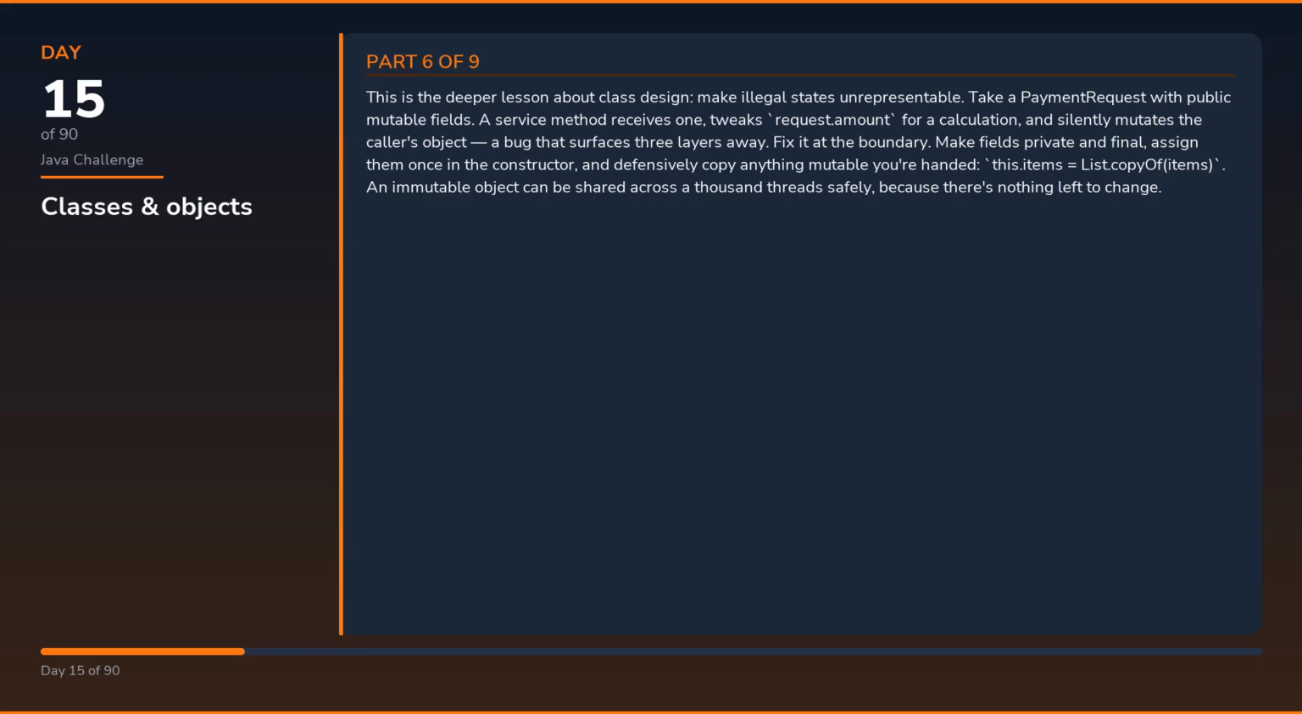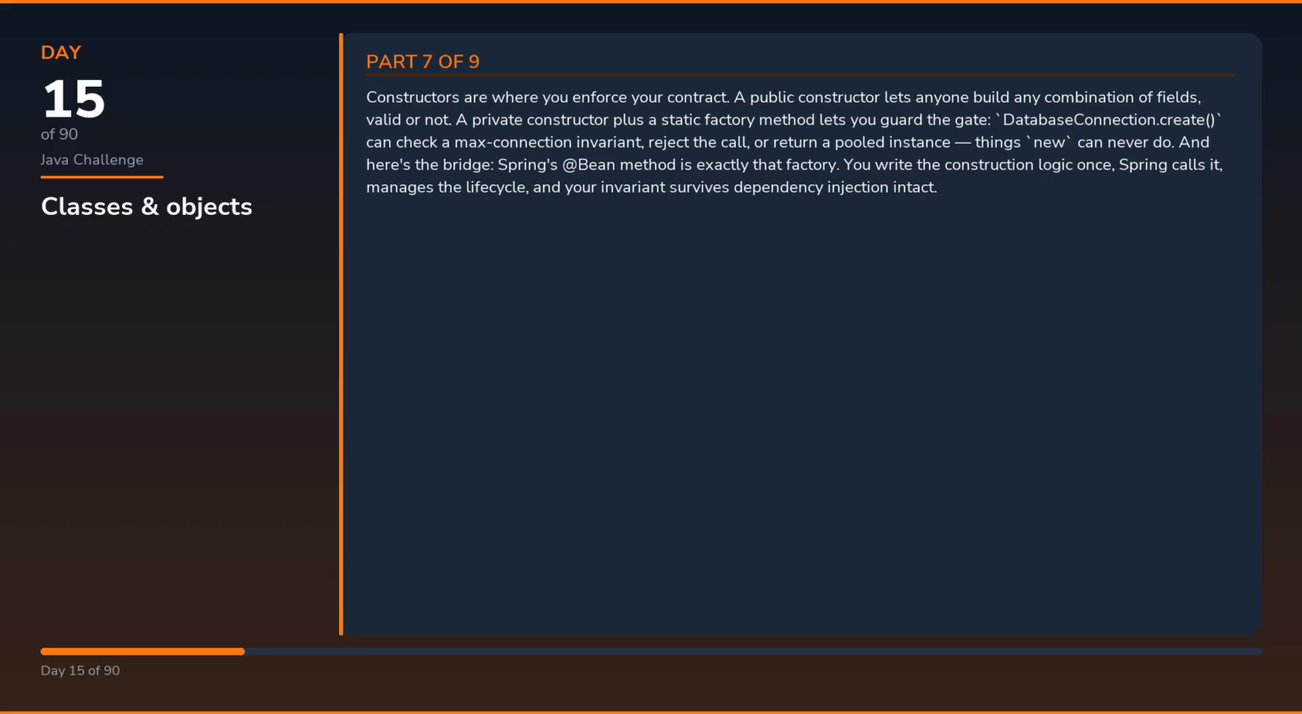This is the deeper lesson about class design: make illegal states unrepresentable. Take a payment request with public mutable fields. A service method receives one, tweaks request.amount for a calculation, and silently mutates the caller's object, a bug that surfaces 3 layers away. Fix it at the boundary. Make fields private and final, assign them once in the constructor, and defensively copy anything mutable you're handed. this.items = List.copyOf(items). An immutable object can be shared across 1,000 threads safely, because there's nothing left to change.